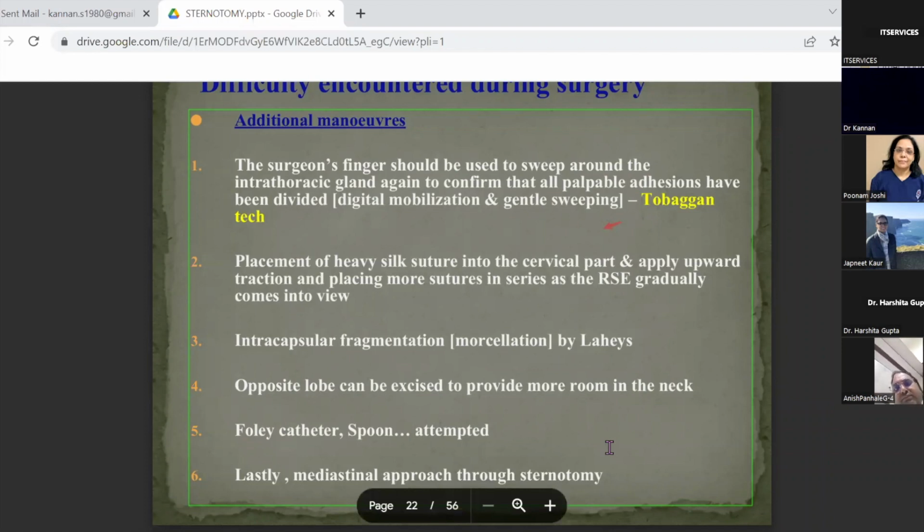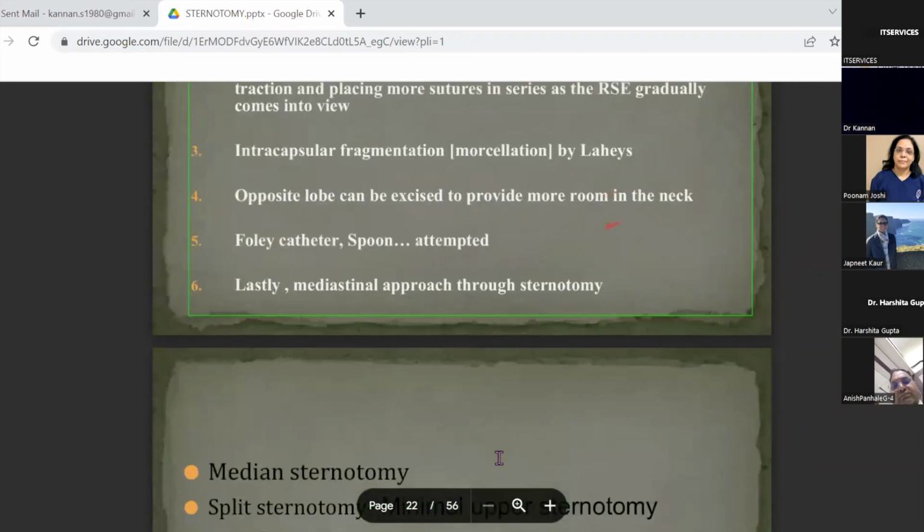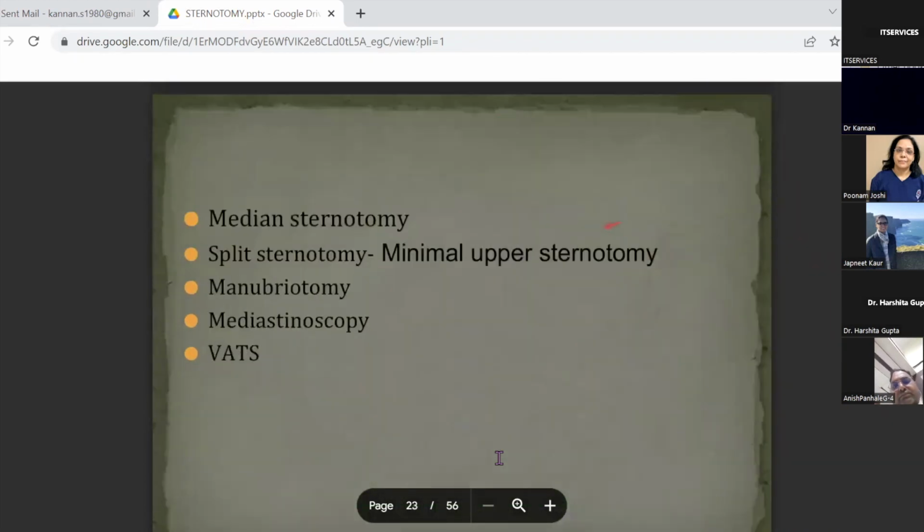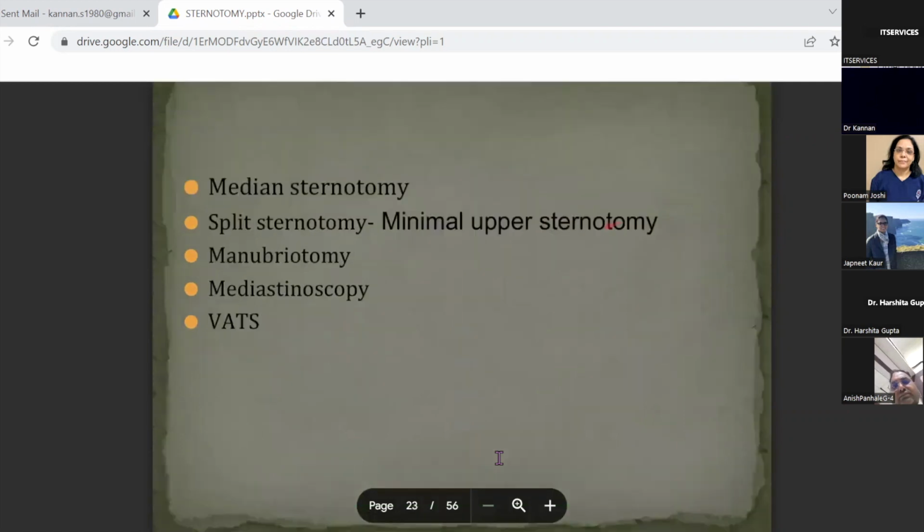If by gentle finger dissection the lesion is not coming, be prepared for a mediastinal approach. What are all the mediastinal approaches we have? The commonly done is midline sternotomy or median sternotomy, or if it's just an anterior mediastinal tumor not extending much below, or if the lesion is above the arch of aorta, then you can do a minimal upper sternal split, or rarely you can do a manubriotomy.